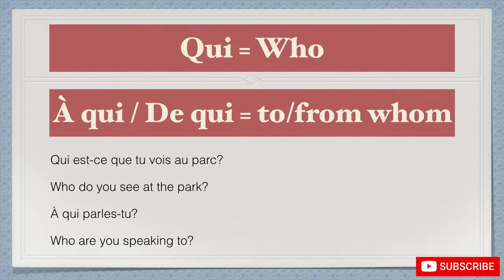So with qui, we have the option of doing à qui, which is to whom, or de qui, which is from whom. And then this is, unlike in English, required. In English we could say, who are you speaking to? We can't do this in French. We have to say, to whom are you speaking? So you have to really change that. But we'll talk more about this in the next course.